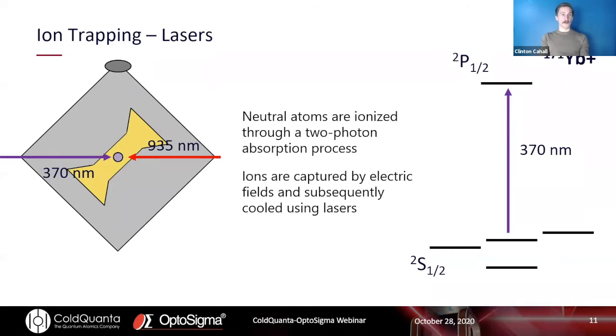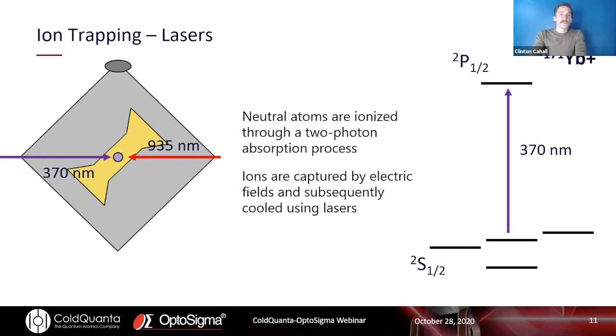So once we confine the ion, it still has quite a lot of energy. It's still quite hot. And so we immediately need to cool the ion. And we do that using this 370 nanometer light, which addresses this S to P transition. And through a process called Doppler cooling, we shine this laser light on the ion and it removes energy from the system.